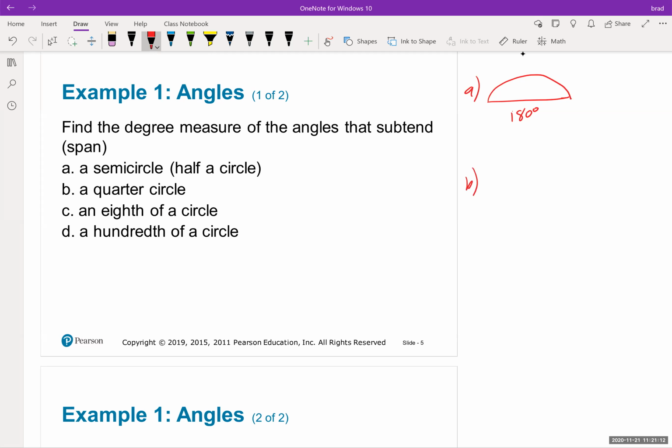So now let's do part B. Let's do a quarter of a circle. So that would be what? Just this section right here. So that would be a right angle.